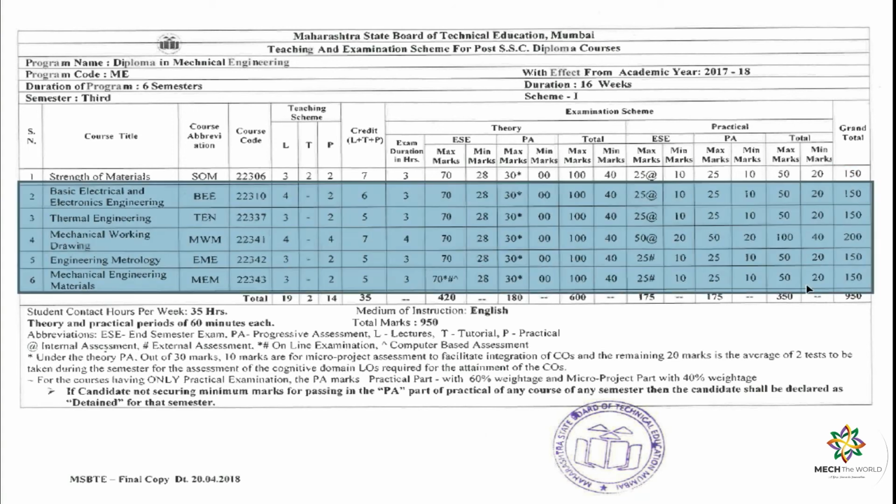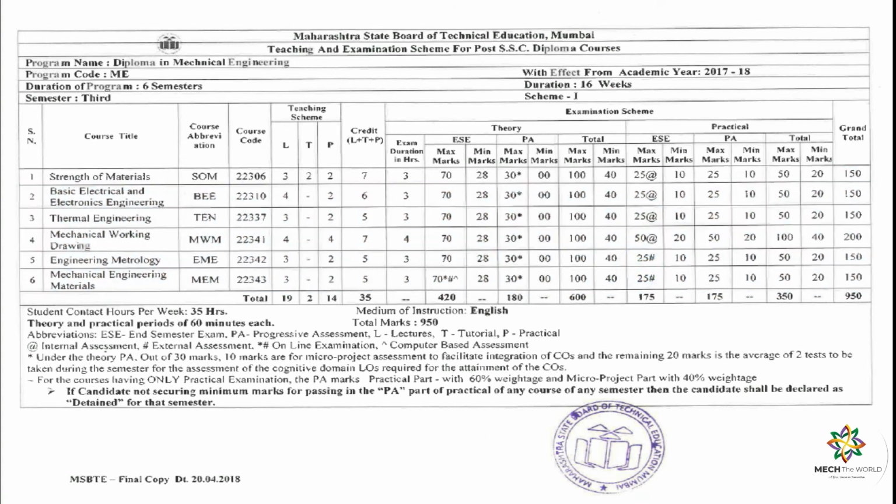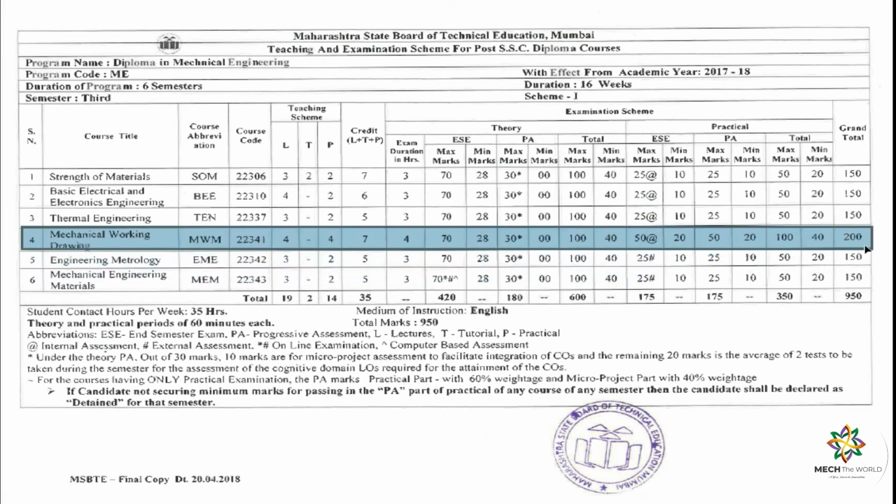This same pattern repeats for all the subjects except only one subject, which is mechanical working drawing. In this subject the theory examination will be of 4 hours, from which you have to score a minimum of 28 marks, same as all the subjects, and your practical examination will be of 50 marks instead of 25 marks. Rest of the things are the same.